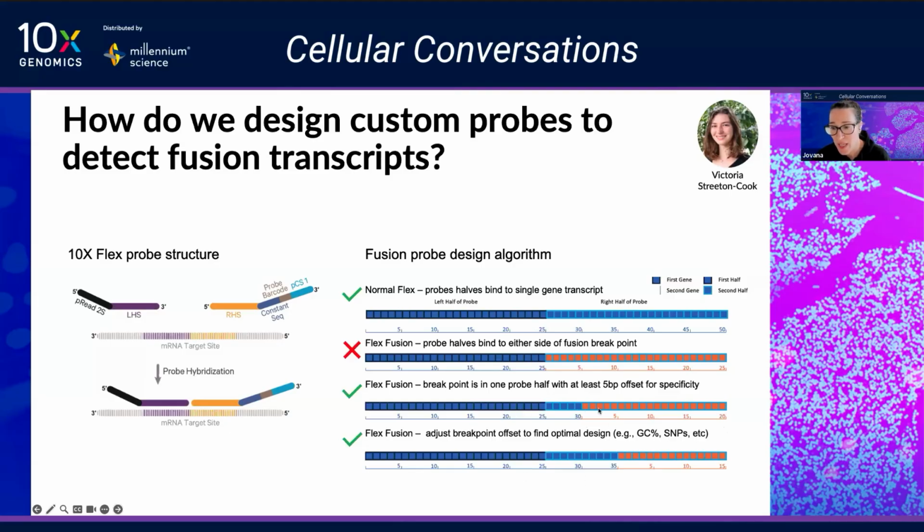You can see an example here where our fusion breakpoint is located here, and we're offset. The documentation from 10x recommends that you introduce at least 5 mismatches to help with specificity. And so that was our lower boundary on designing our probes, that the breakpoint had to be at least 5 base pairs into the left or the right side of the probe. We didn't want it too close to either end. And then we needed to think about some of the other factors that were going to affect probe binding in terms of optimizing the design.